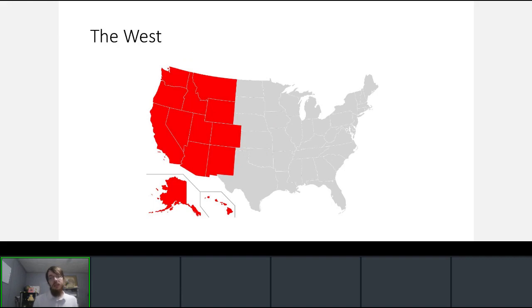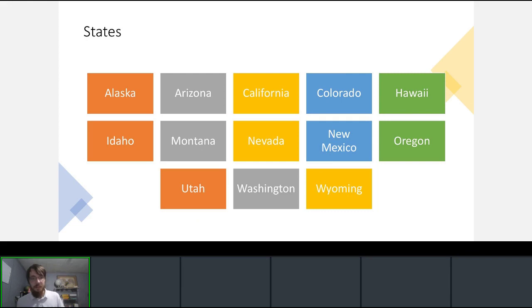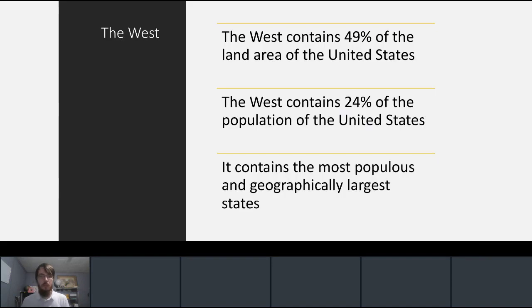The last bit is the West, which the Census Bureau does break down into further amounts than just this. This is basically what they consider the West: the rest. Alaska, Arizona, California, Colorado, Hawaii, Idaho, Montana, Nevada, New Mexico, Oregon, Utah, Washington, and Wyoming. The West contains 49% of the land area of the United States, and it contains 24% of the population. So again, about half of the land, about a quarter of the people. And it contains the most populous state and the geographically largest states.